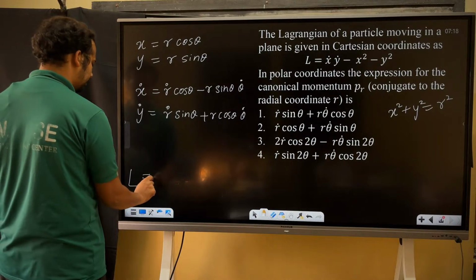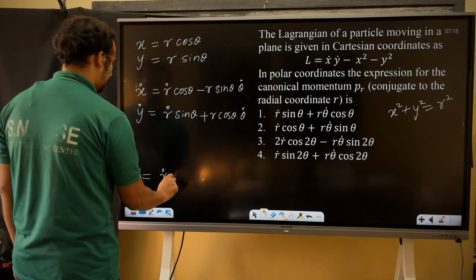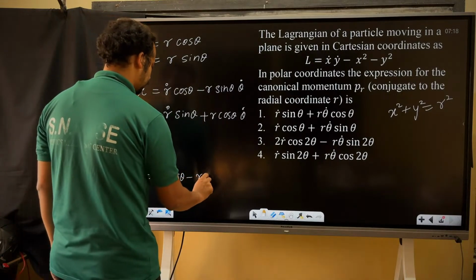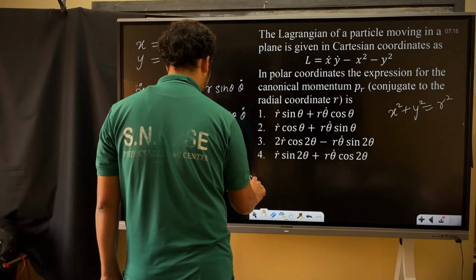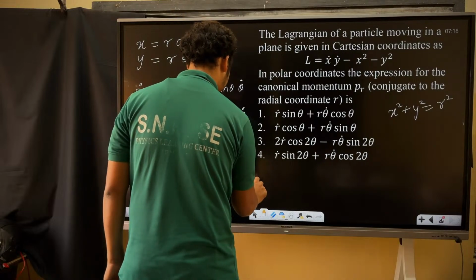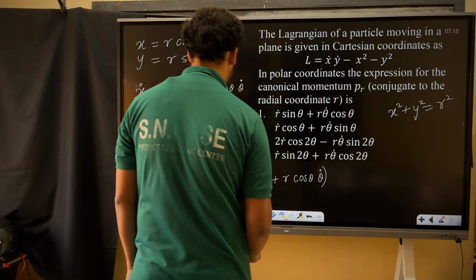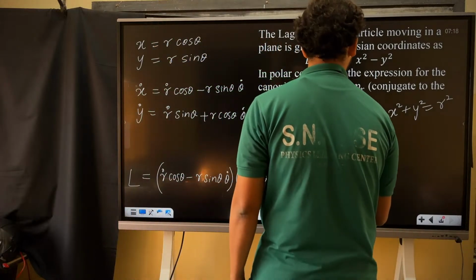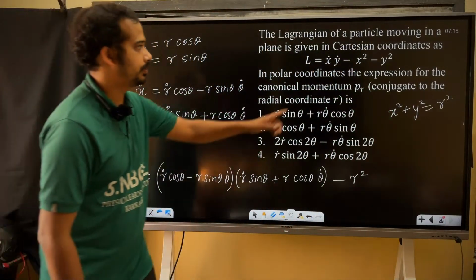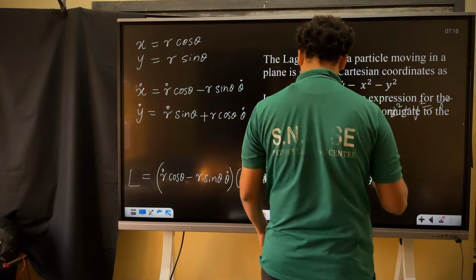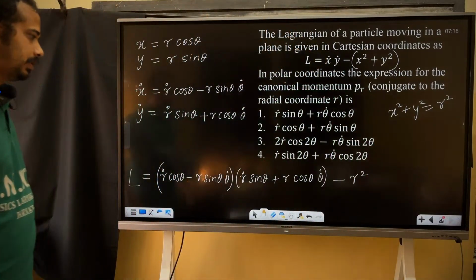Now you rewrite the Lagrangian. The Lagrangian is equal to x dot into y dot, that is, r dot cos theta minus r sin theta theta dot, multiplied with r dot sin theta plus r cos theta theta dot, minus simply r squared. Am I right? If you take the negative sign outside, you can write like this, since x squared plus y squared is r squared.